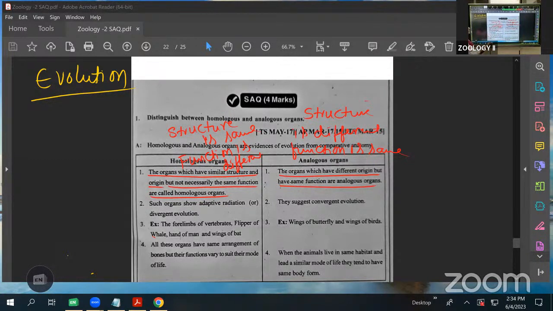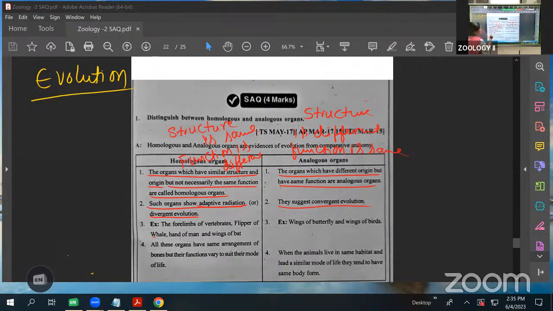Here, such organs show the adaptive radiation or divergent evolution. Here, they are formed as divergent evolution, and these are the convergent evolution. Here, they are structurally different. They are formed by convergent evolution. These are formed as adaptive radiation. Here, they gave an example.